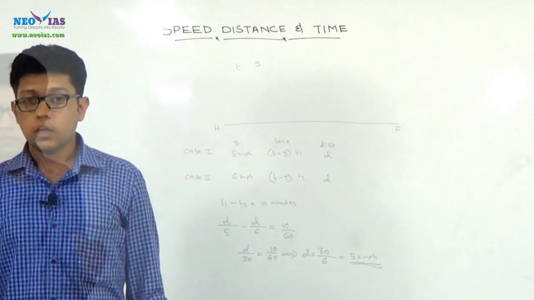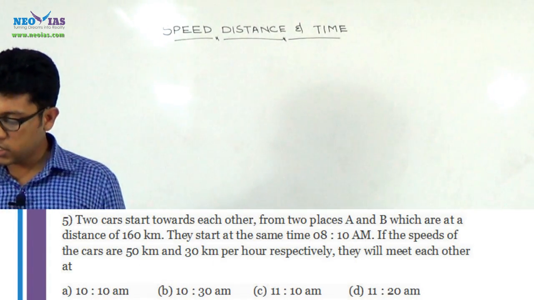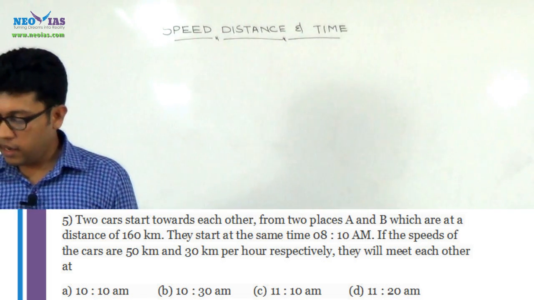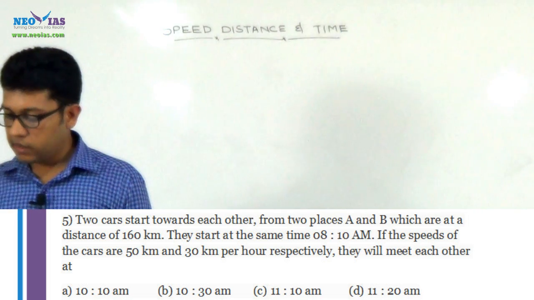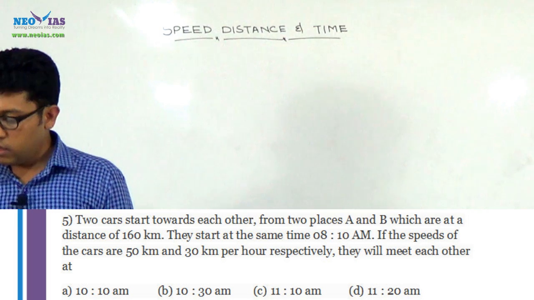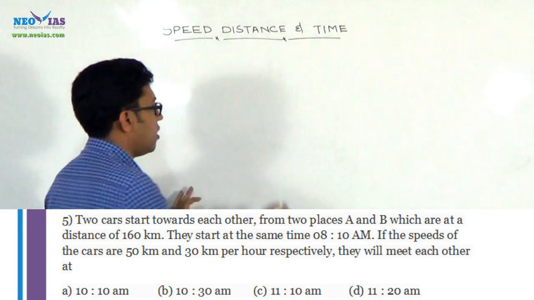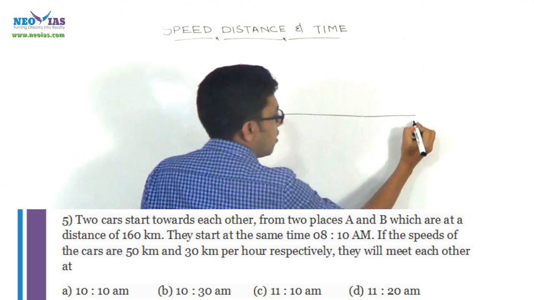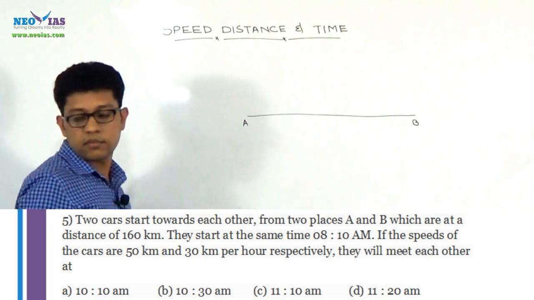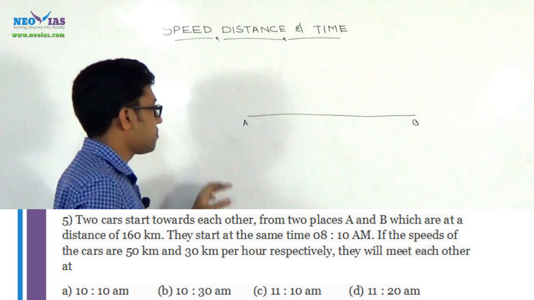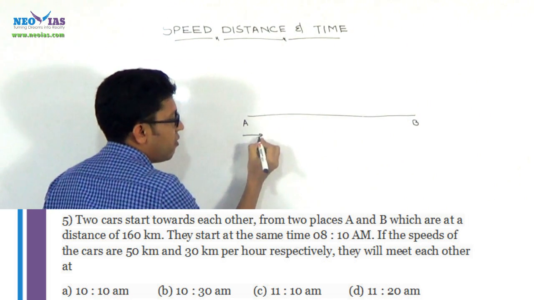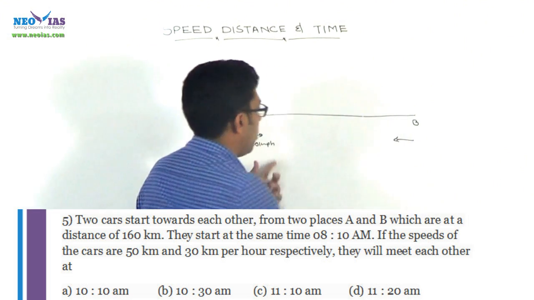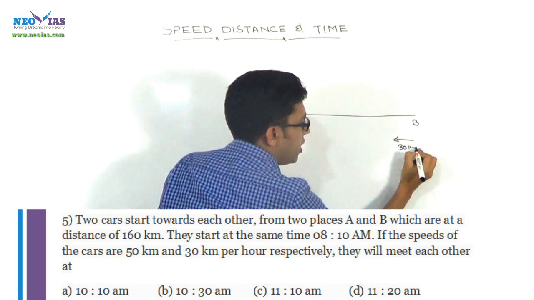Okay, now the fifth question. Two cars start towards each other from two places A and B, which are at a distance of 160 km. They start at the same time, 8:10 am. If the speeds of the cars are 50 km and 30 km per hour respectively, where will they meet each other? They are saying that two cars are starting their journey from 2 points, one from A and the other from B. One car from A is moving at a speed of 50 km per hour and the other is moving from B to A at a speed of 30 km per hour.